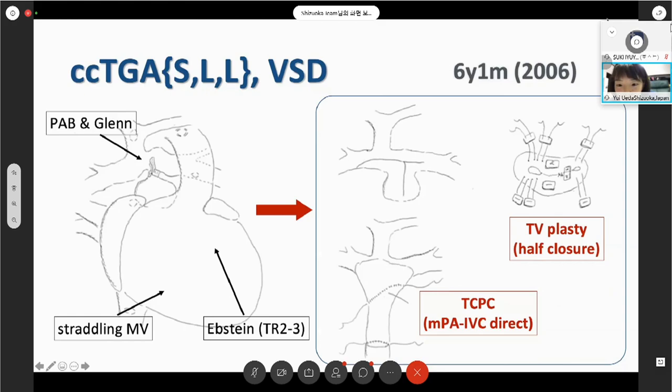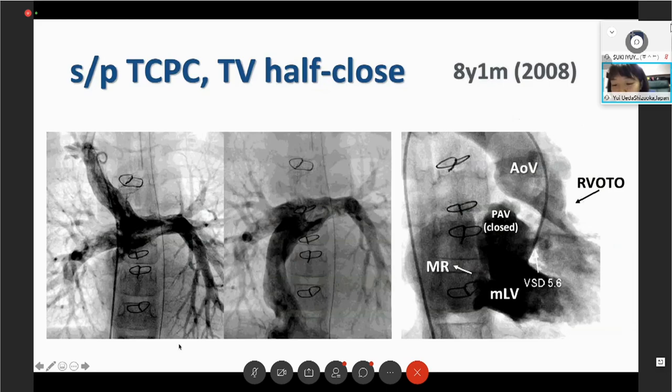This is a follow-up angio 2 years later. The TCPC route looked good. However, because of intracardiac volume reduction after Fontan, subaortic RVOTO developed and the VSD got smaller, around 5 millimeters in diameter. The pulmonary valve was completely closed with the cusps sutured, and the pressure in the morphological left ventricle went high. Subsequently, MR developed to moderate grade. Next slide.